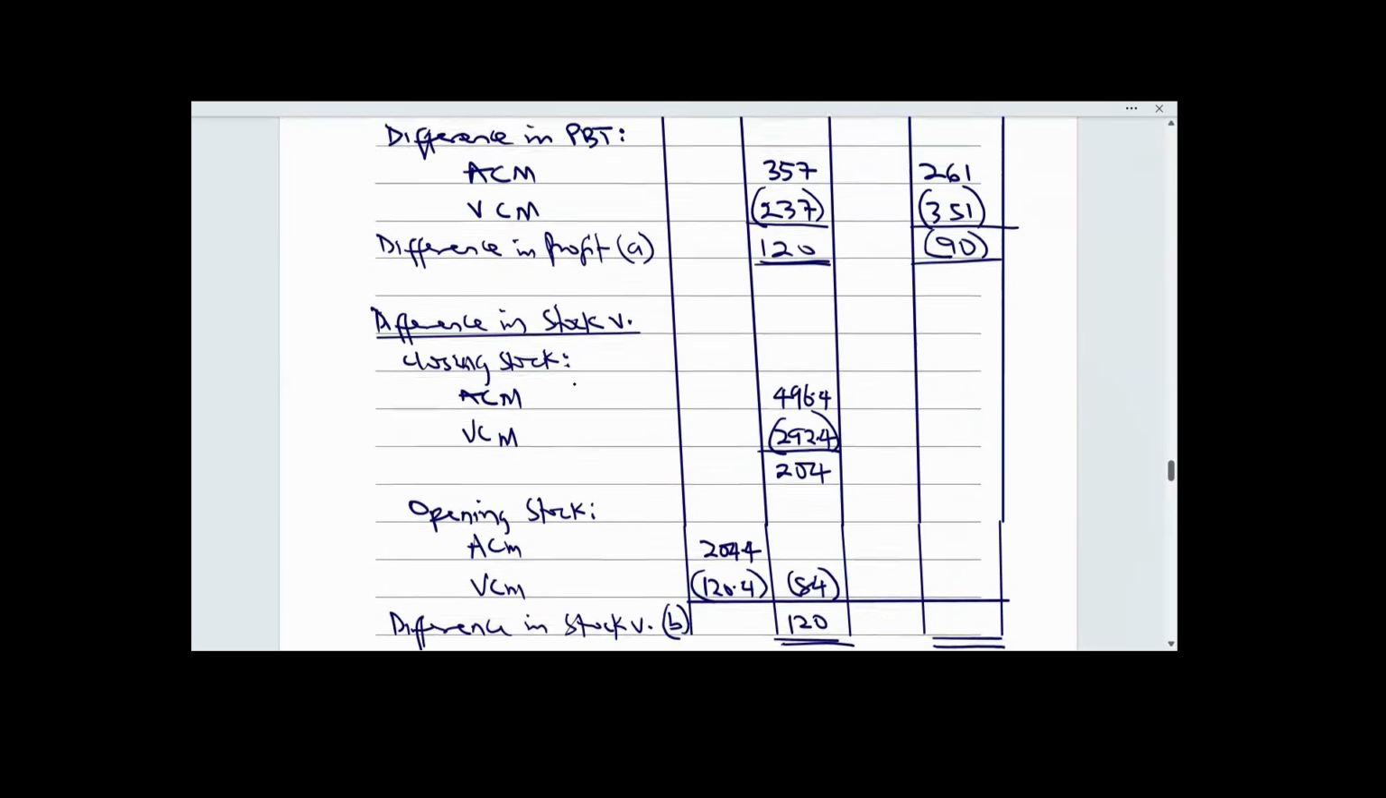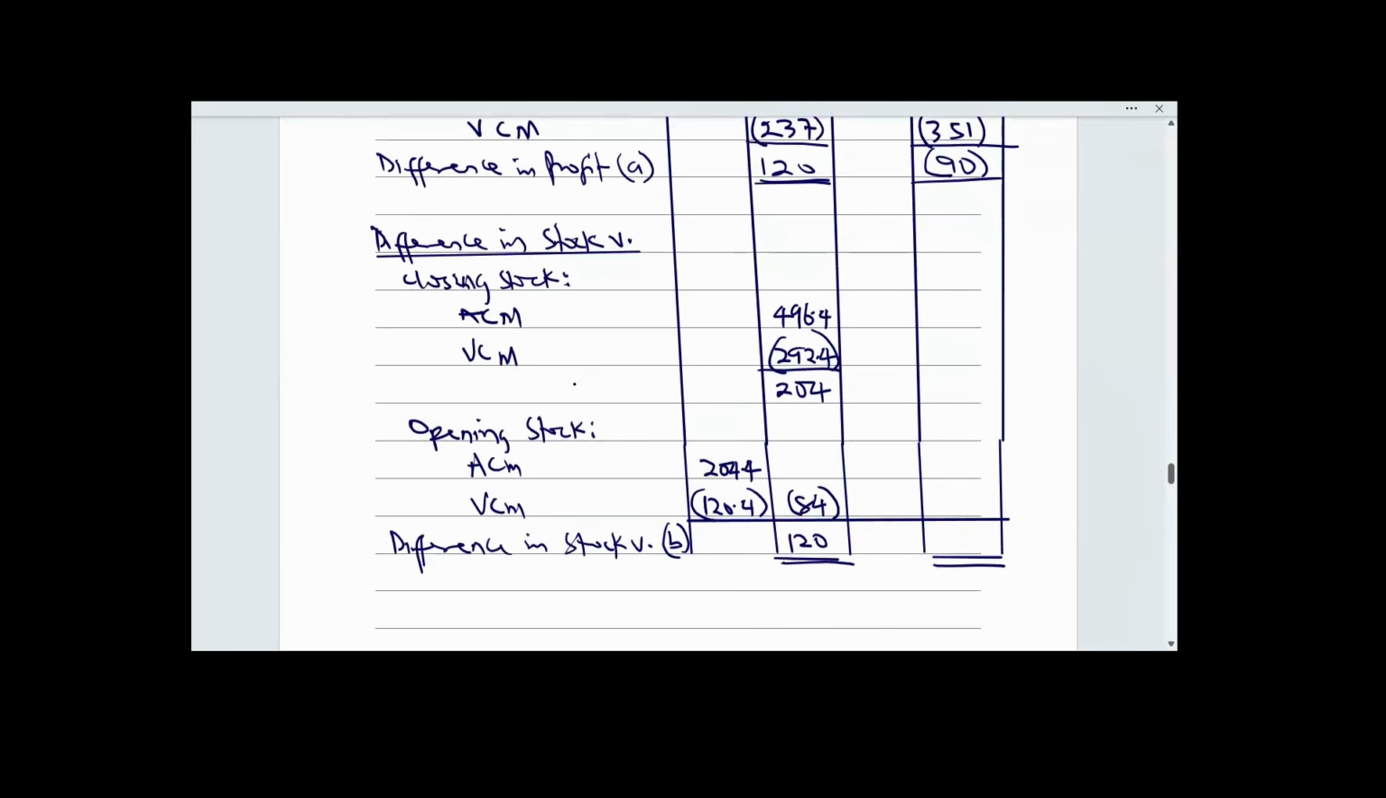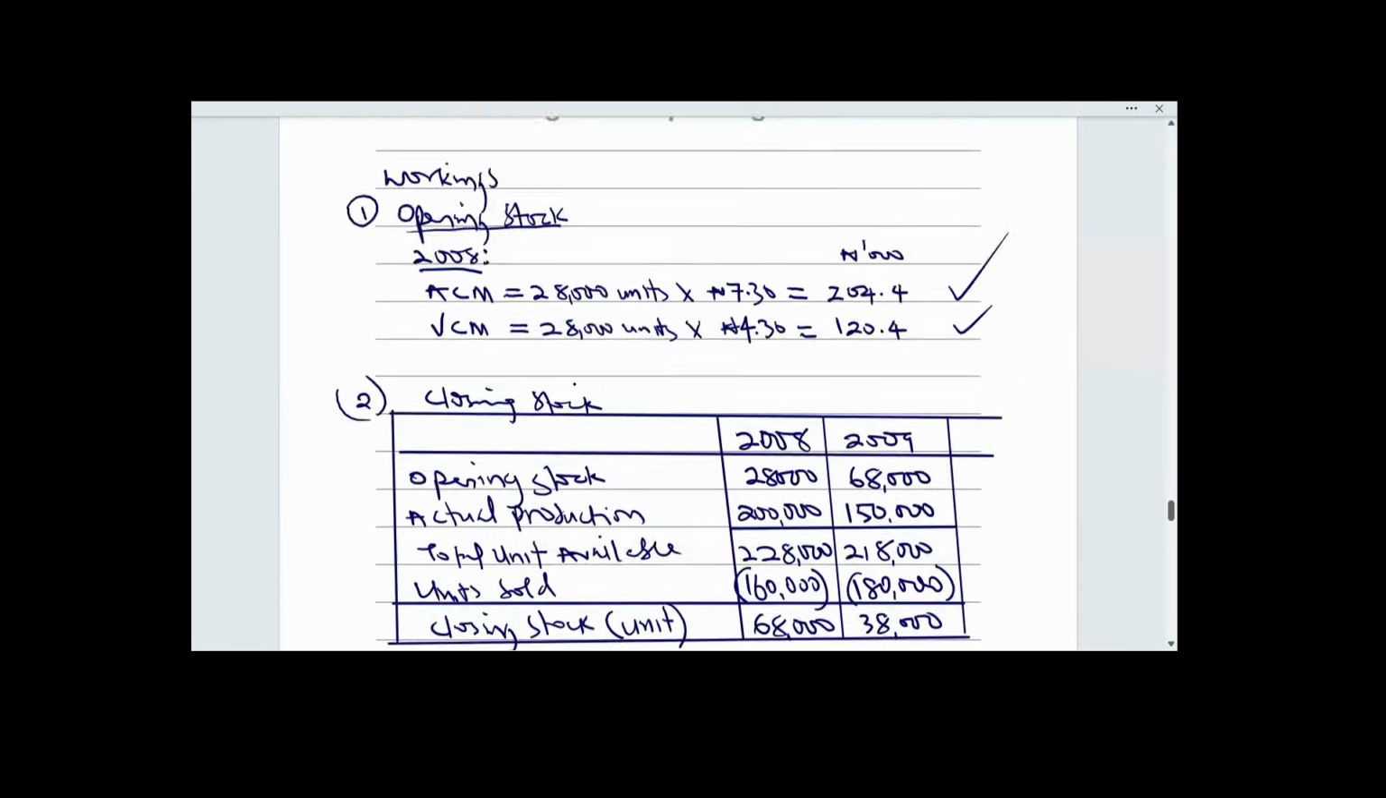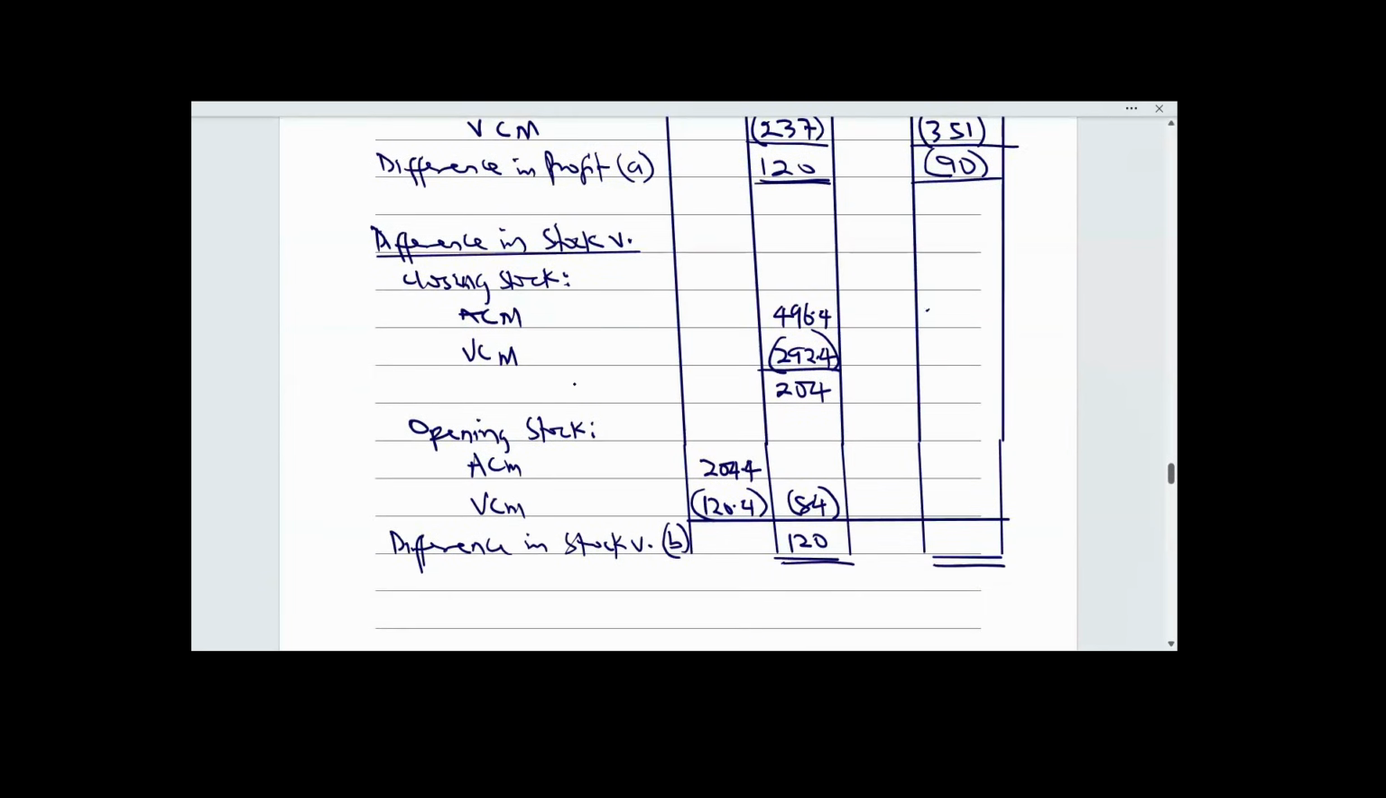Closing stock in 2009 under ACM, 277.4. Then under the variable costing method, 163.4. What's the difference? 114.